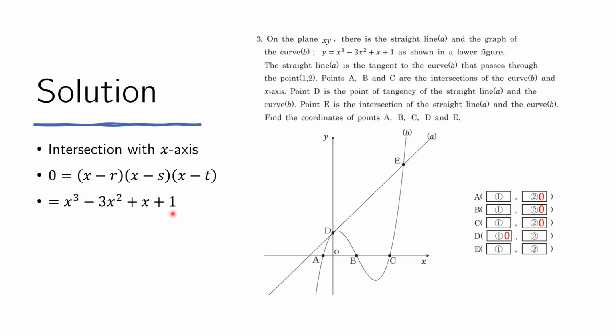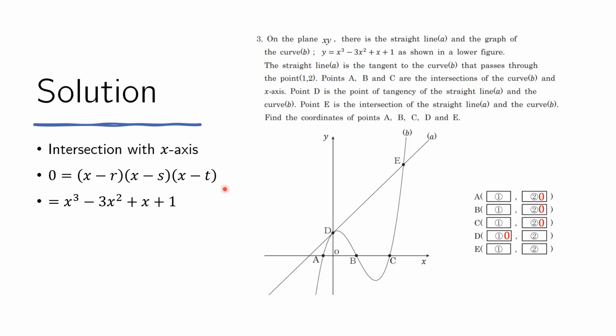And at the same time, we also know that because there are 3 intersections, there are 3 factors of this polynomial. And those factors, let's call them x minus r, x minus s, and x minus t. Again, the reason for the 3 factors is that the curve intersects the x-axis at 3 points. And also we can see that from the exponent of x here. So the degree of this polynomial is 3. That means it has 3 factors.